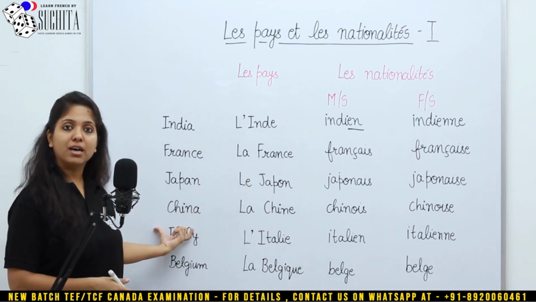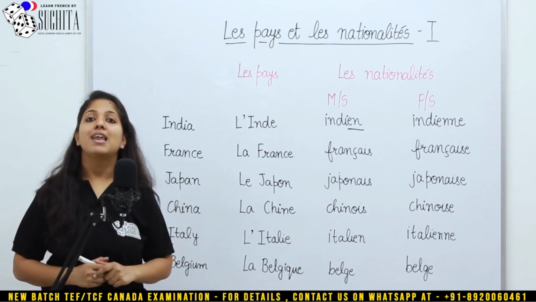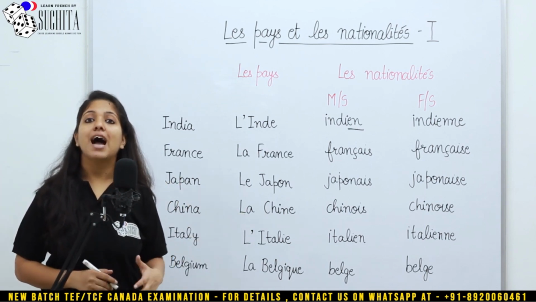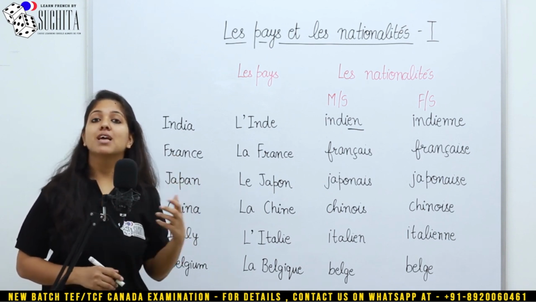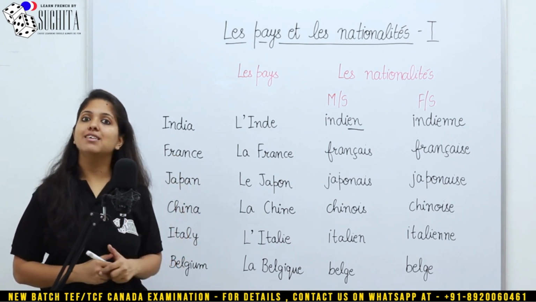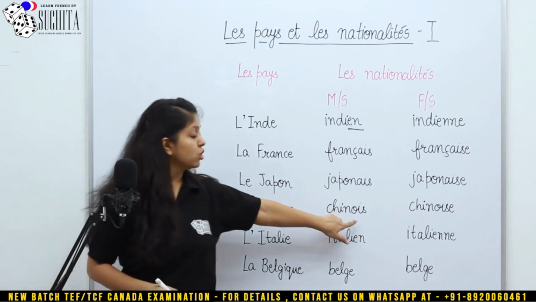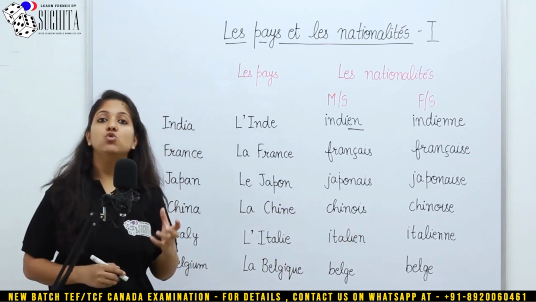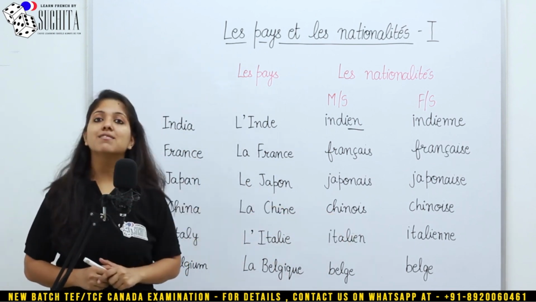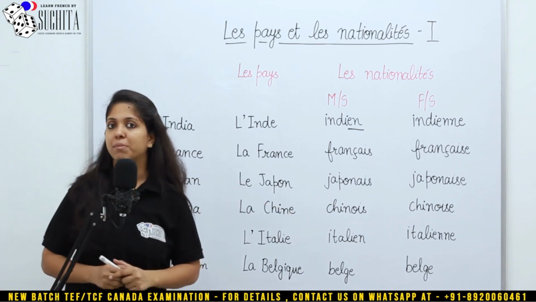Now, China. China is la Chine. In French, CH is always sh, so it is la Chine. The nationality is chinois. By the way, the combination OI in French is oua, chinois. The feminine is chinoise. So you see, we again applied E to make it feminine.